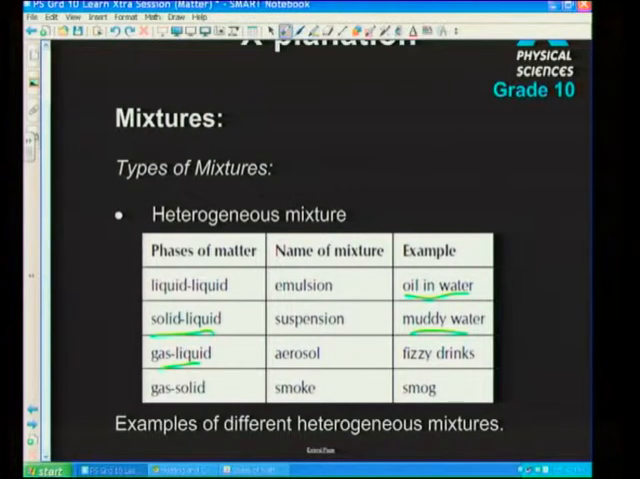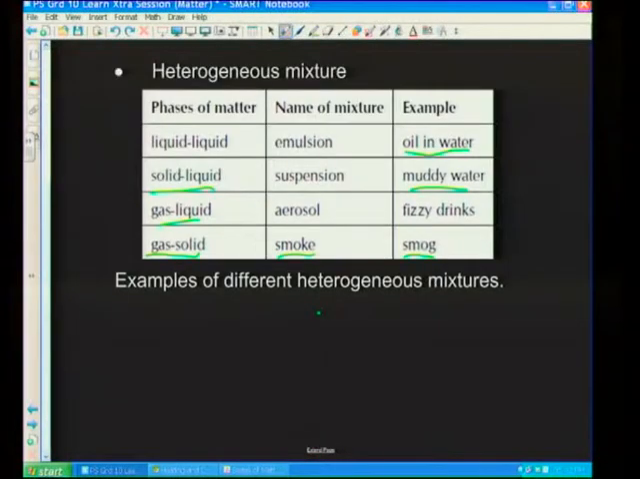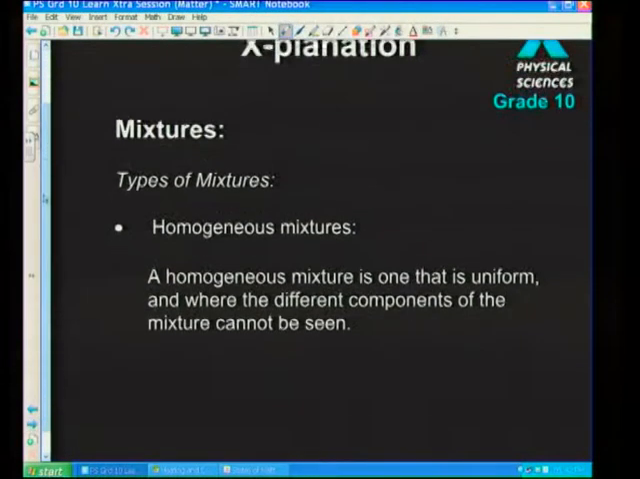We can have gas and liquid. This is where you have carbon dioxide in a fizzy drink. Well, that's called an aerosol. And smoke is an example of a gas and solid, where the name of the mixture is called smoke, but it's actually referred to as smog. These are examples of heterogeneous mixtures. So what about some of the homogeneous ones?